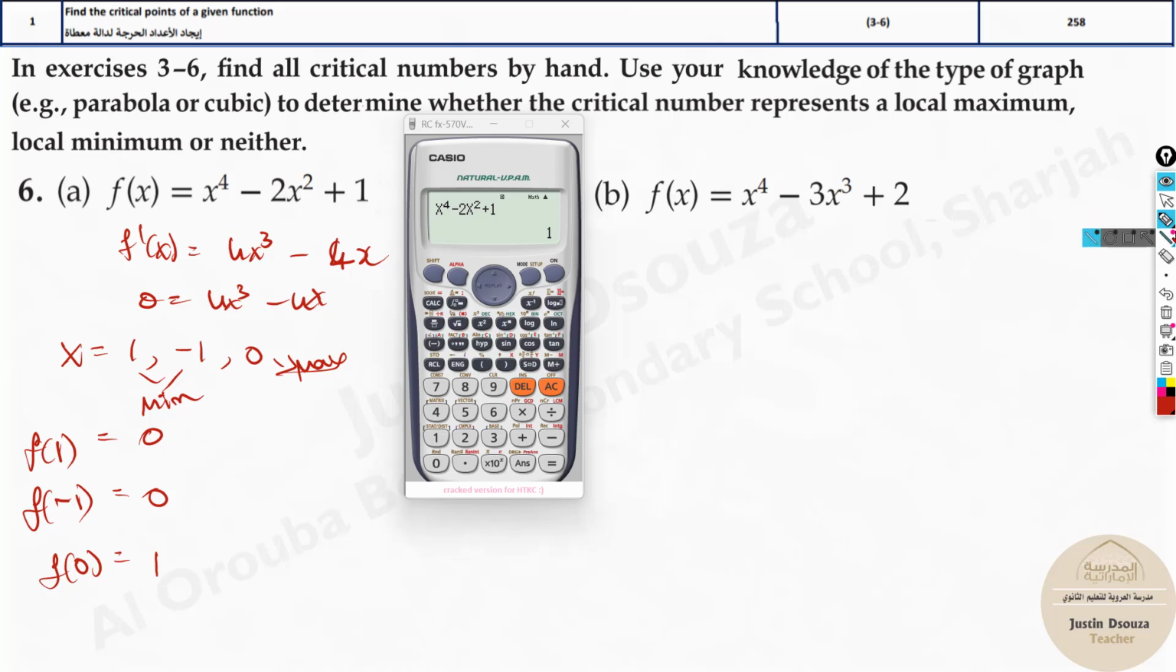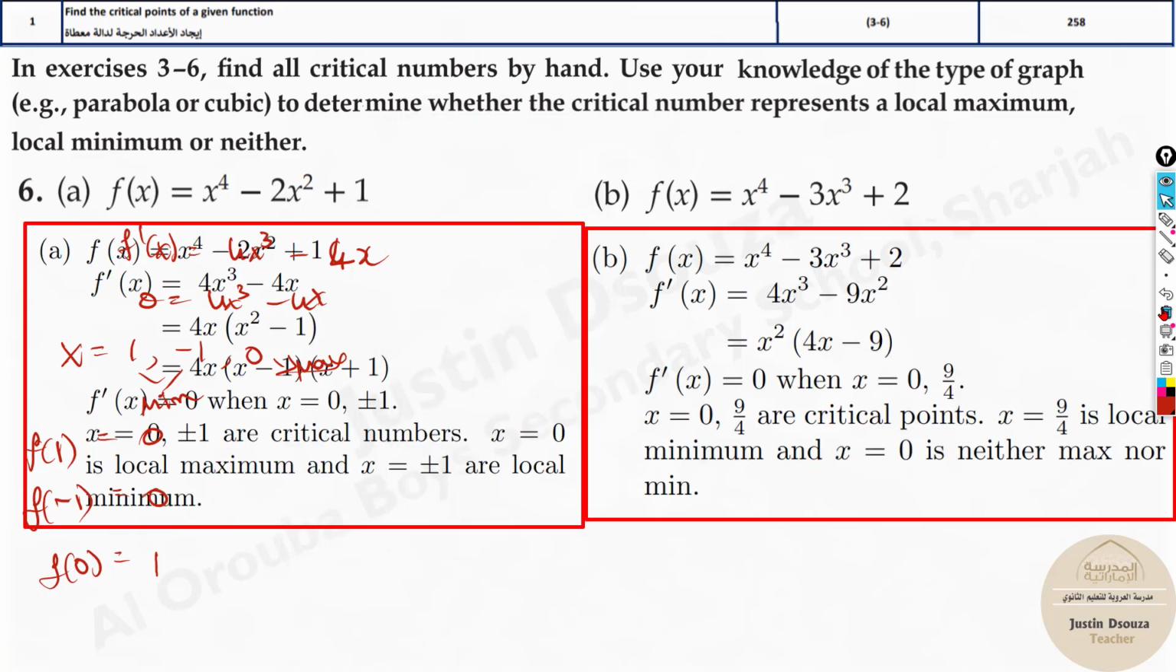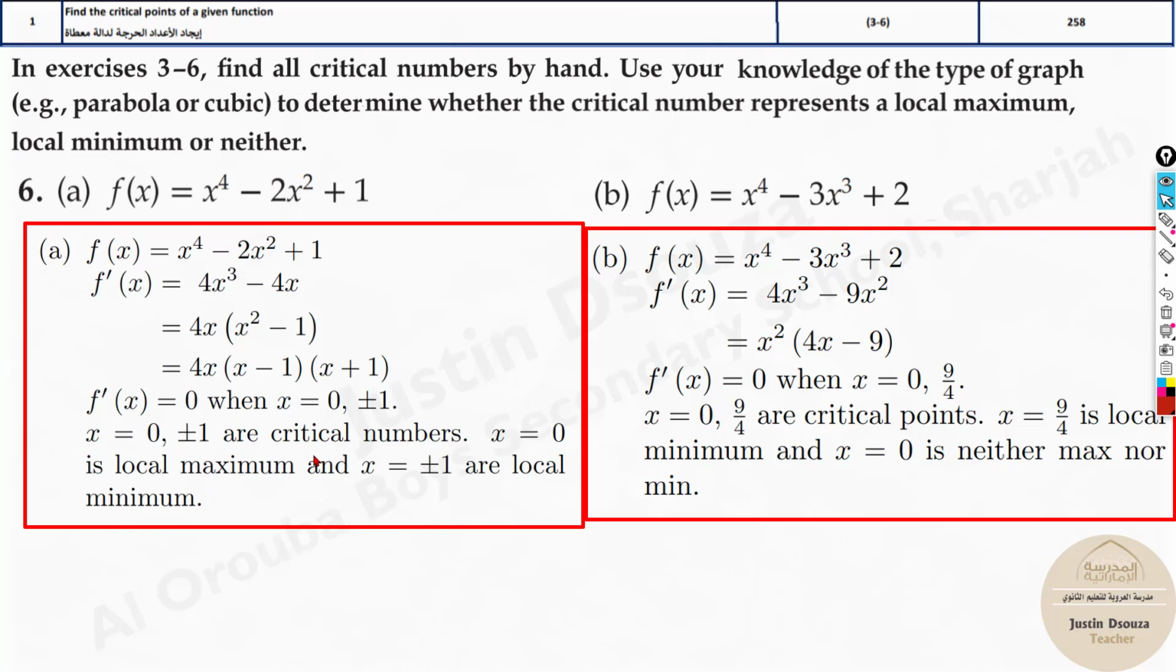That is how we can easily solve it. You can see here plus and minus 1 and 0 are critical numbers. The plus and minus 1 were minimum because the value was 0, whereas x equals 0 is a local maximum, because we got 1 as the answer. Same way you can solve it.